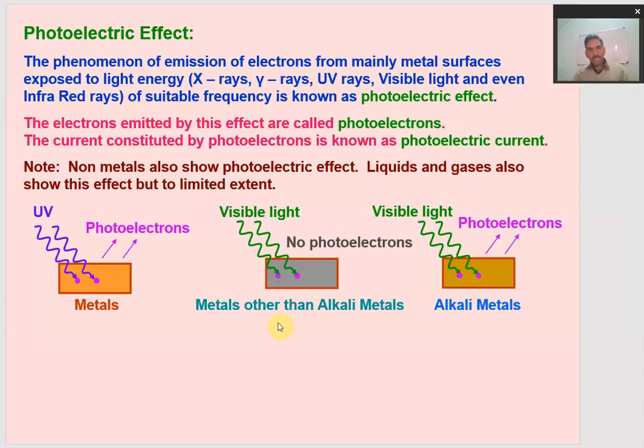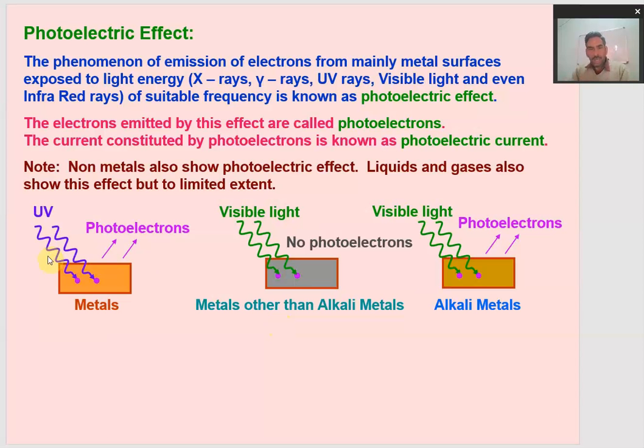Even non-metals, just like liquids and gases, also show the photoelectric effect, but not to so clear an extent, only to a very limited extent. So what happens in the case of metals?